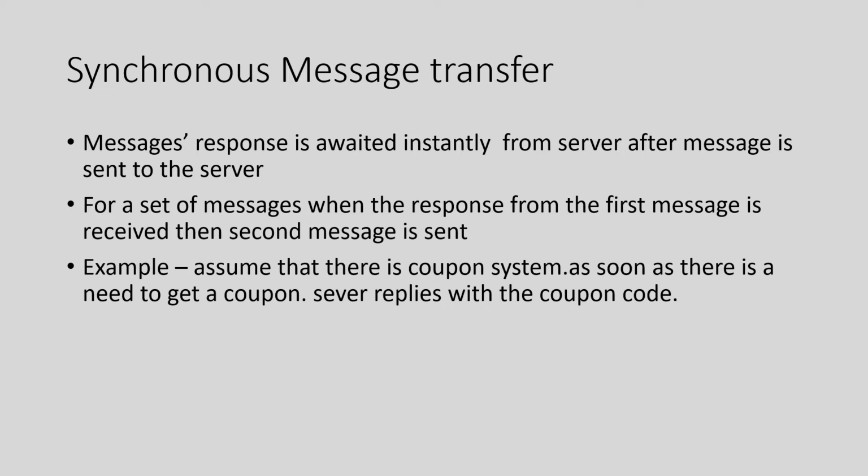Example: assume that there is a coupon system. As soon as there is a need to get a coupon, the server replies with the coupon code, and then if there is a need to get a second coupon code, then again we send the request to the server and server replies with the coupon code. So in this scenario, we always have to wait for response from the server to get a new coupon.